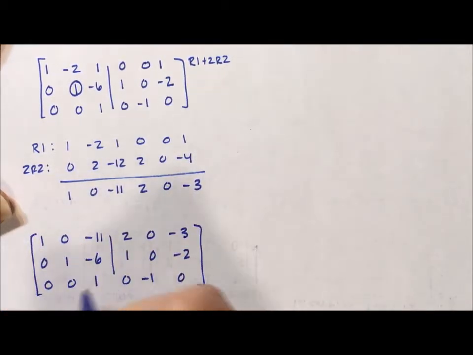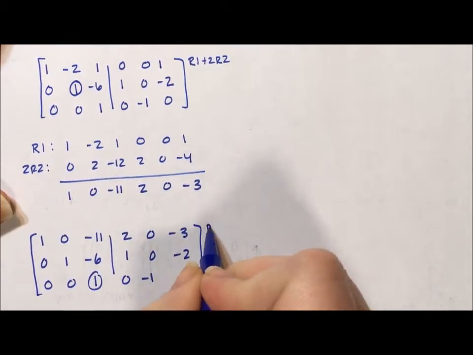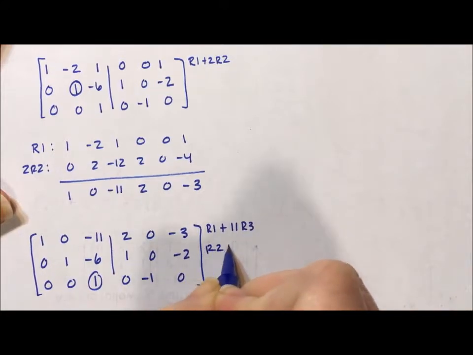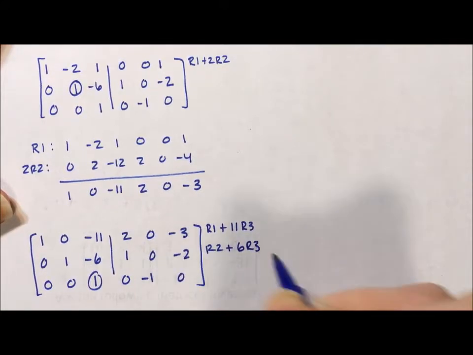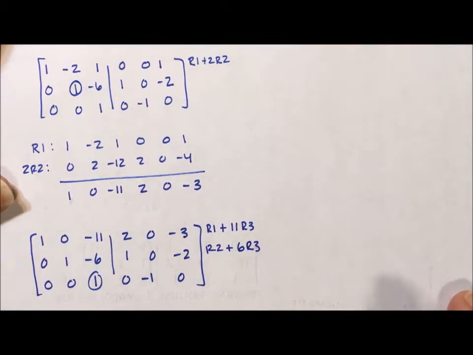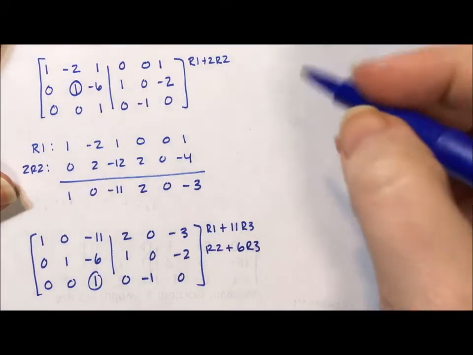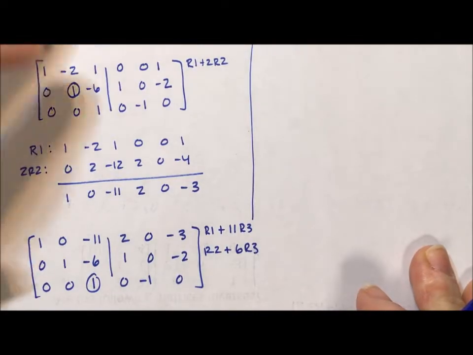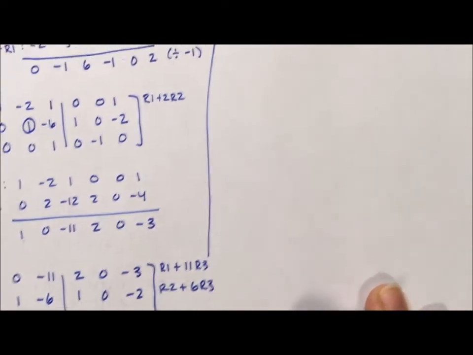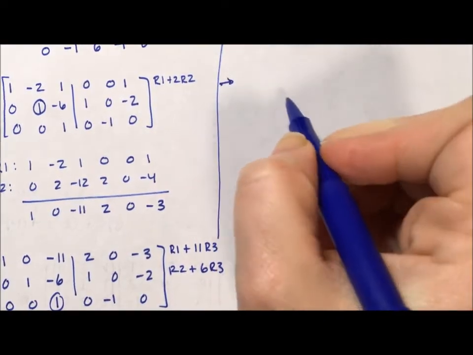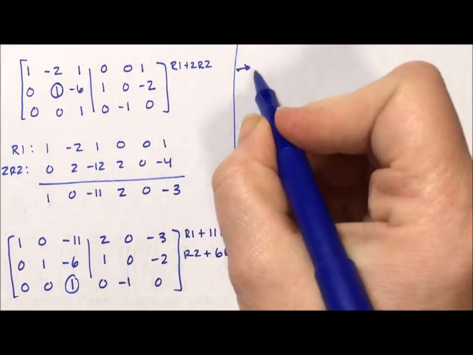Okay. Next, I can just pivot on this. This is really easy because this is a 1. Row 1 plus 11 row 3s. Row 2 plus 6 row 3s. I'm going to come up and do the information up here. I'm getting close to the end of the page, so hopefully you have this written down. Maybe I can just stop it off right here. That way everyone can see what's going on.